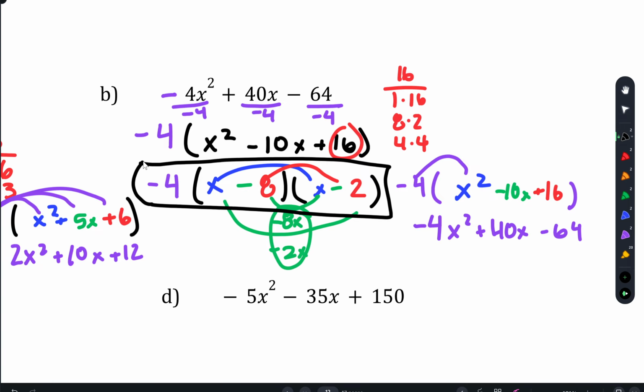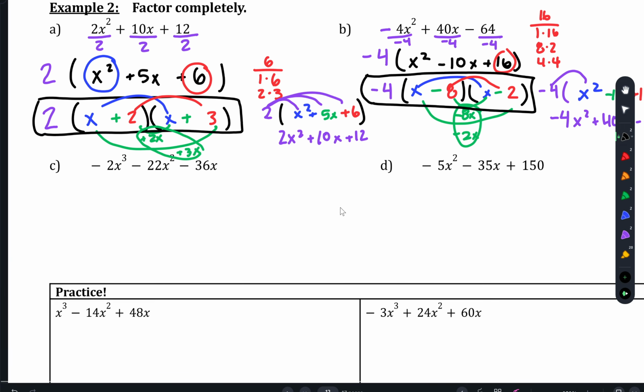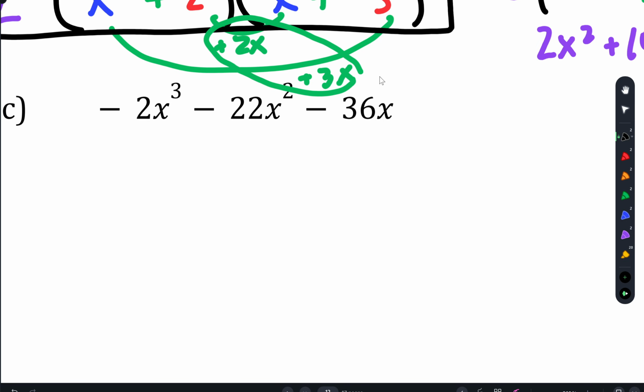Any questions on that? Take a look at C. In the state that this equation is in right now, can we factor that into two bubbles? Just in the state that it's in right now. Why not? Because the degree is 3. So we got to do something to it before I can factor it into two bubbles.